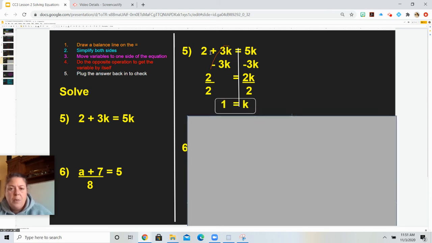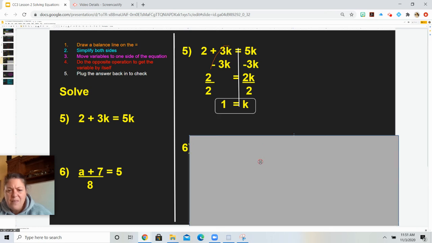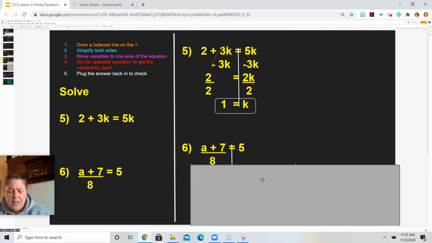To check, 2 plus 3 times 1. 3 times 1 is 3. 2 plus 3 does give me 5. And then 5 times 1 is 5. So I know that both sides are the same. So what did you do with number 6? Number 6 is a little different than the first 5.